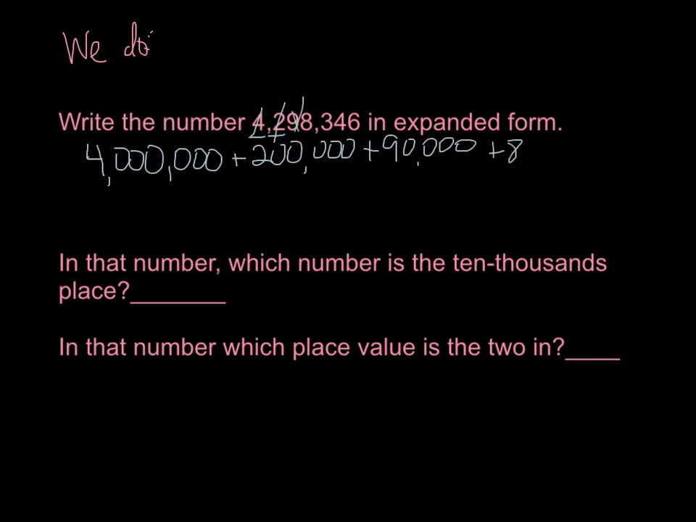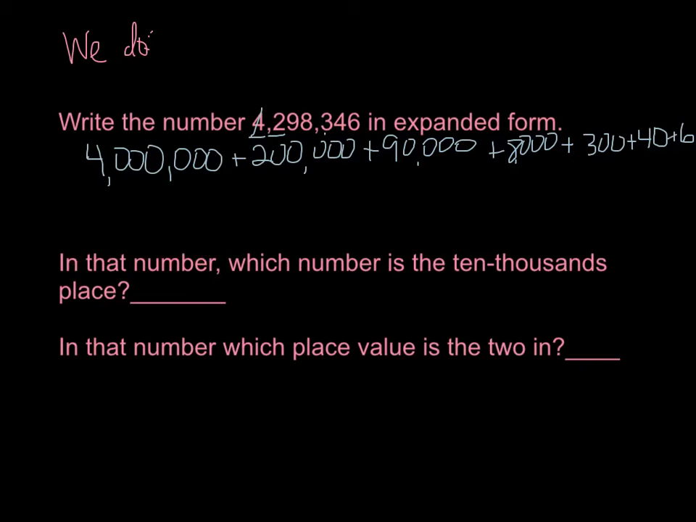Plus 8,000 plus 300 plus 40 plus 6. I squeezed it right in there. Okay. And that is the number written out in expanded form. Let me erase all my markings here. Some of it doesn't want to erase, but okay. Alright, the next part.